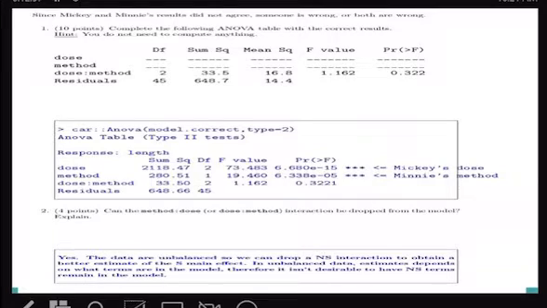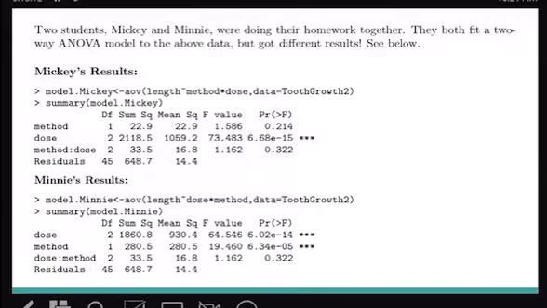Because when you look at the definition of the type 2 sum of square, it's going to consider the first factor where we have the largest variation. Does that make sense? It's going to consider the largest variation. Since two people ran two different analyses on the same factor, method, somebody got 22.9, another person got 1860.8. We're always going to choose the highest variation.